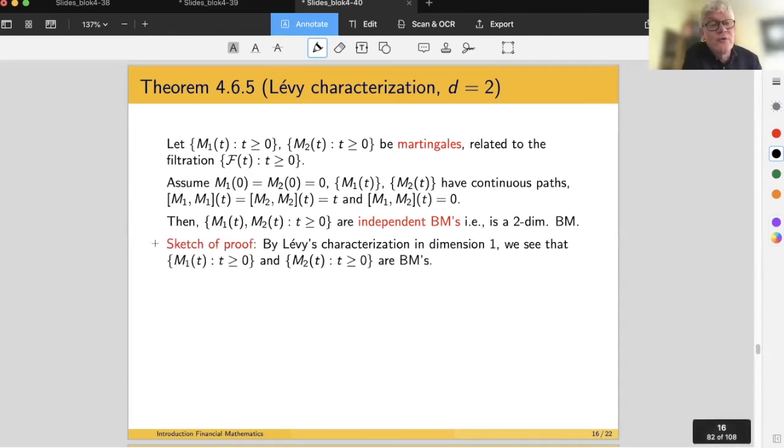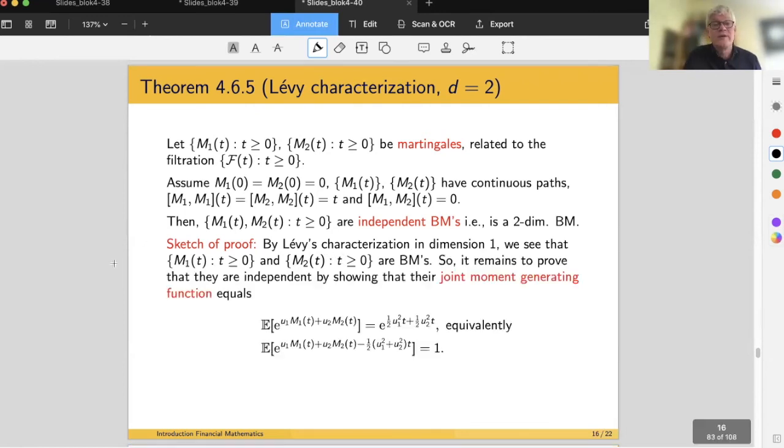Now the sketch of the proof. Again, it goes very similarly to the 1D case, so we will sketch it here, and only the essential ingredient, the generalized multidimensional Ito-Doeblin formula, we will do in some detail. By Levy's characterization in dimension 1, we see that M1(t), t greater or equal to 0, and M2(t), t greater or equal to 0, are Brownian motions.